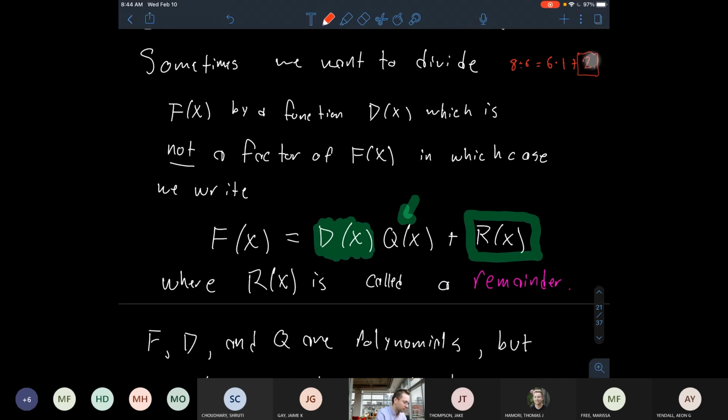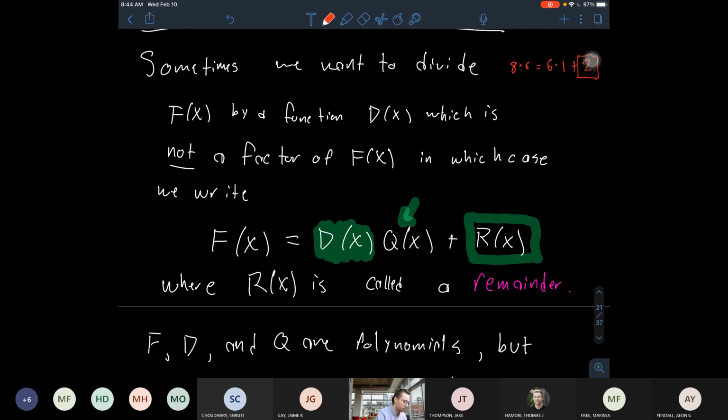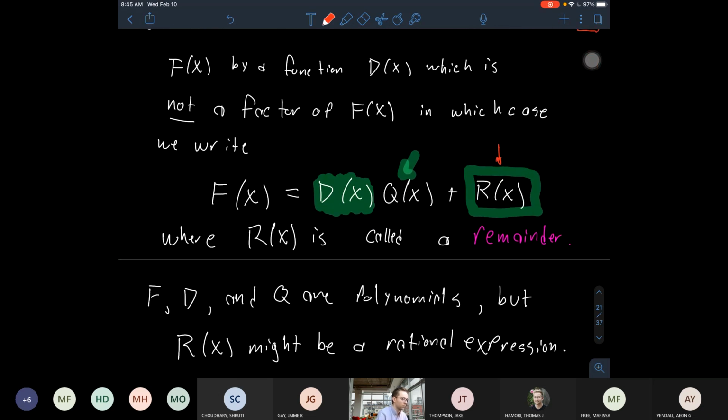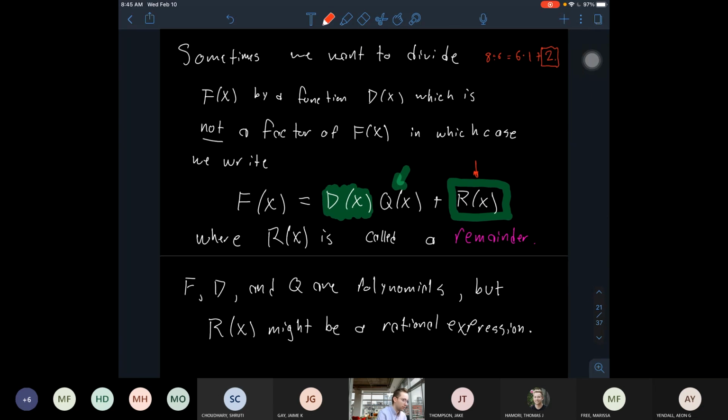Okay, and f and d and q are going to be polynomials as usual, but r of x, the remainder, in general, is not going to be a polynomial. It's going to probably be a rational expression. Okay, so that's what this division stuff looks like when d of x is not a factor of f of x.